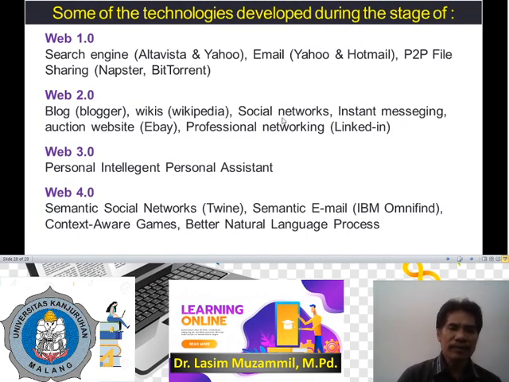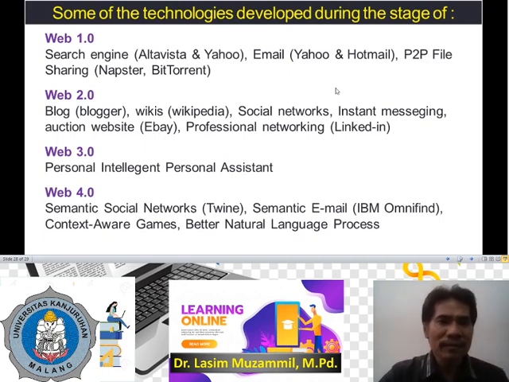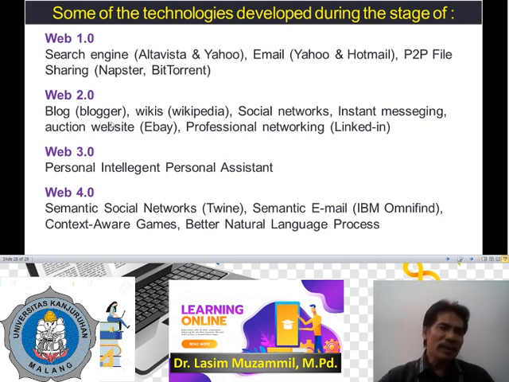Now we come to some of the technologies developed during the stages of Web 1, Web 2, Web 3, and Web 4. So this is an example. In Web 1, you have search engines like Alta Vista, Yahoo, email. Even though today you still use Yahoo and email, right? Hotmail. In Web 2, you already come to blogs, wikis, social networks, instant messaging, and auction websites, professional networking like LinkedIn and the like.